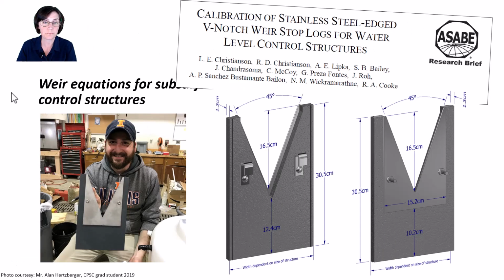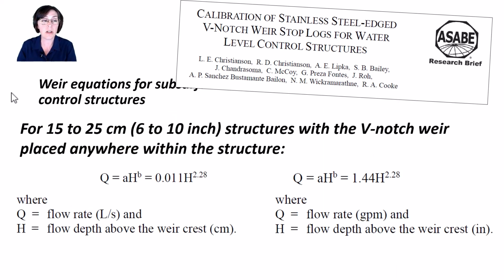The most common type of V-notch weir stop log we use is this one with a stainless steel front edge. This thin front edge allows water to cascade more cleanly over the top of the stop log, so this acts as more of a sharp-crested V-notch weir. And the equation for this weir is shown here in both metric units on the left and US customary units on the right.